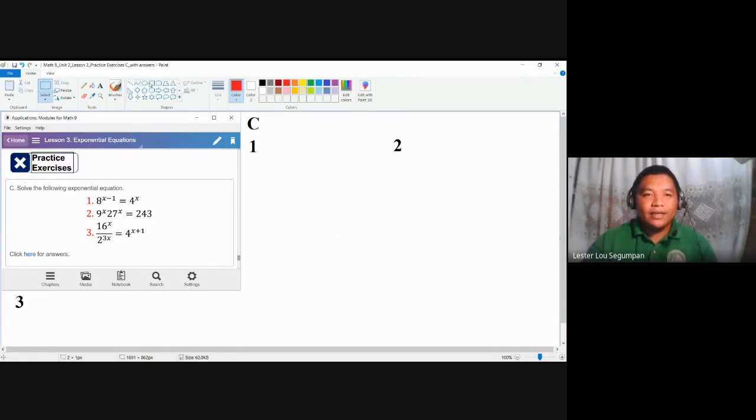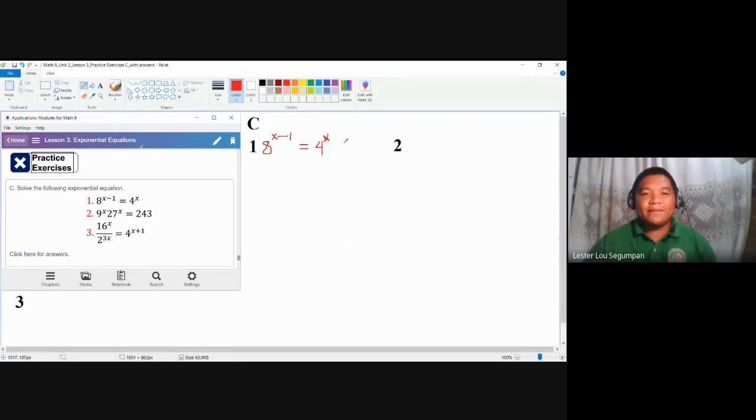Number 1 is actually 8 to the power of x minus 1 is equal to 4 to the power of x. No worries about the presence of variables on both sides. What you need to worry about first is to express both bases of the exponentiation found in both sides of the equation with the same base. 8 cannot be expressed as base 4. 4 cannot be expressed as base 8. But both of them can be expressed as base 2.